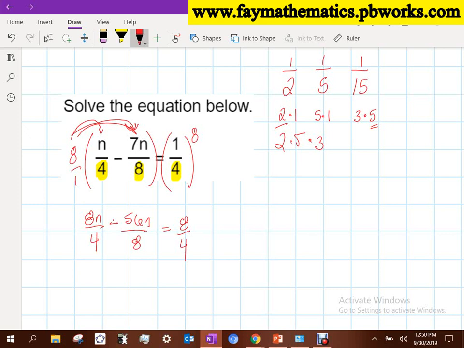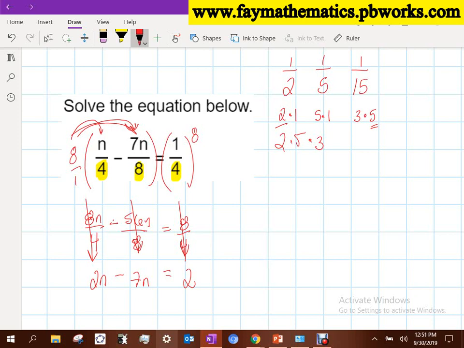What's 8 divided by 4? 2. So, when I multiplied by 8, it turned all these fractions into things that will reduce to whole numbers. 8 divided by 4 gives me 2n. 56 divided by 8 gives me 7. 8 divided by 4 gives me 2. Do you see how multiplying everything by 8 got all the fractions to disappear, and now you've got an equation that is easy to solve?